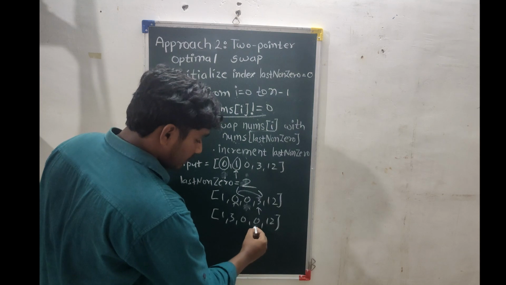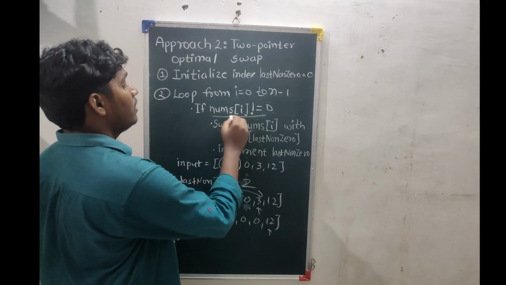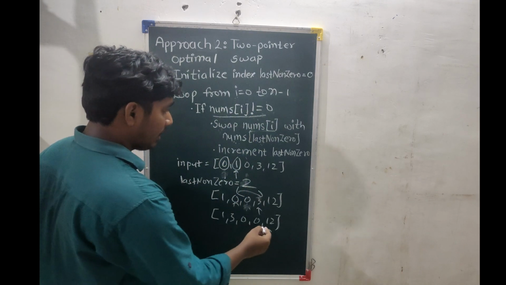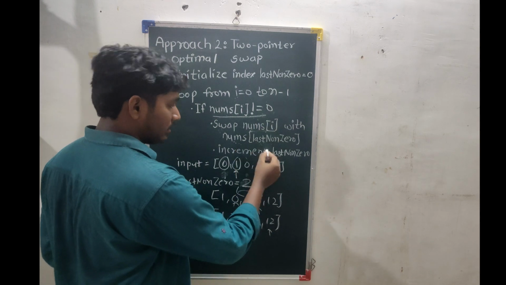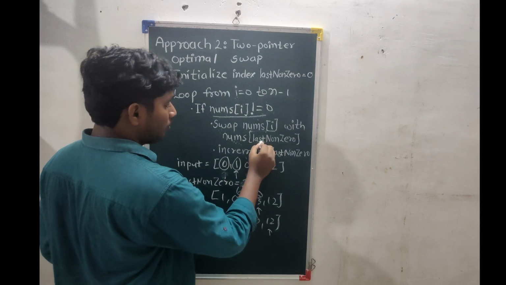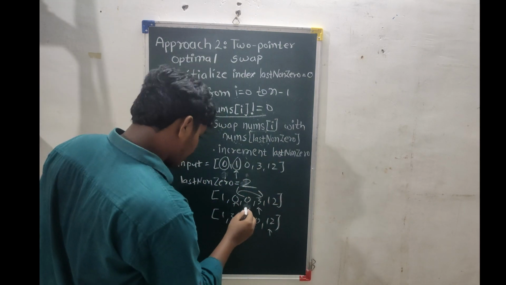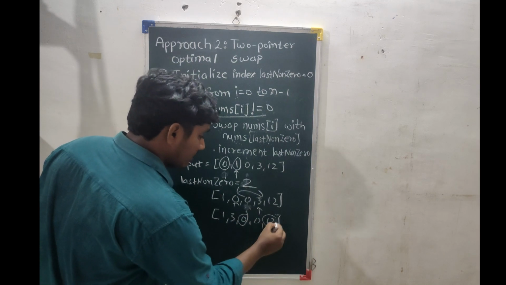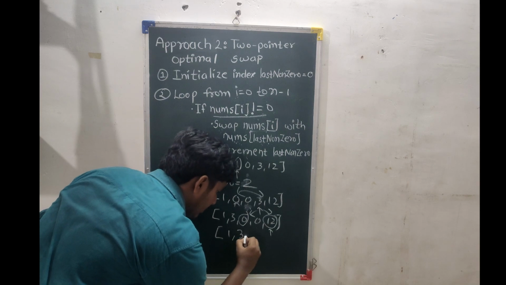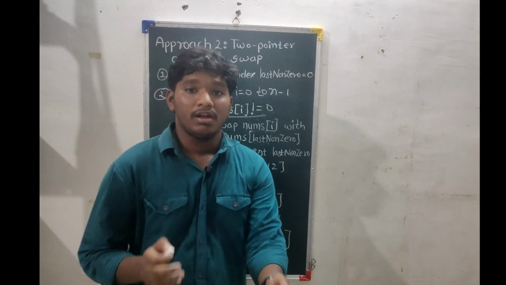So our i is here, and after incrementing the last non-zero index this goes here, and again it checks whether nums of i is equal to 0 or not, and here it is a non-zero element, so again we swap nums of i with nums of last non-zero, and last non-zero is at 2, so we swap with nums of 2, and after swapping this becomes 1 3 12 0 and 0, and hence we find our solution.